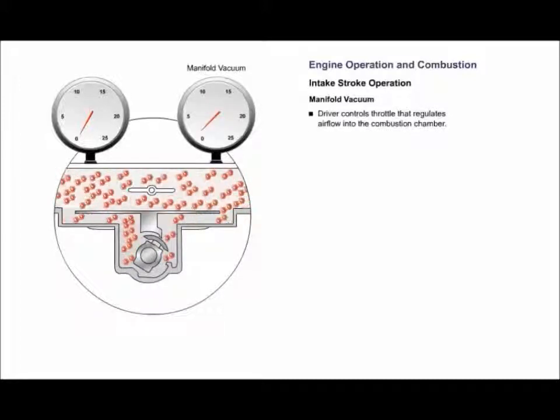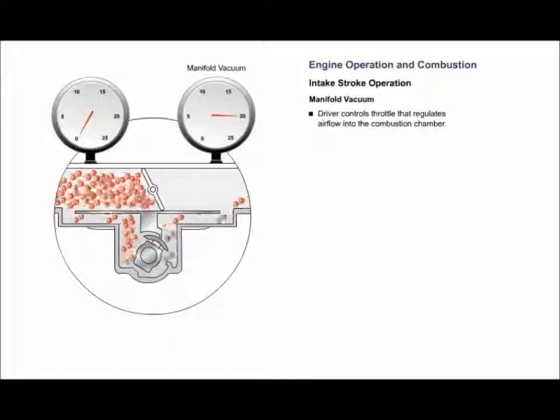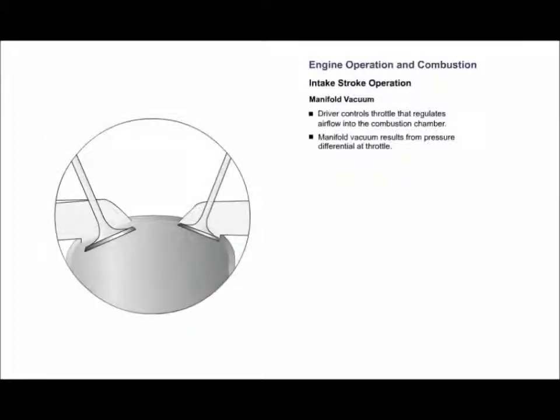The most vacuum, or largest difference in pressure, is at idle, and the least vacuum, or pressure difference, is at wide open throttle. The pressure moving the air-fuel mixture into the combustion chamber is less than the pressure moving the exhaust out. This means that the intake valve needs to be larger than the exhaust valve to get the needed volume of air into the combustion chamber during the intake stroke.